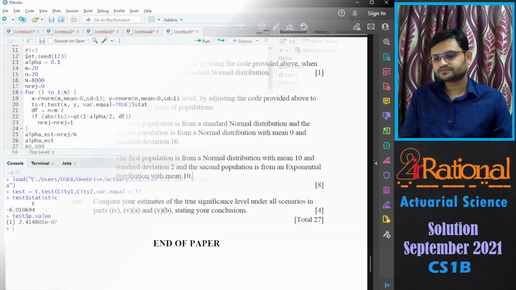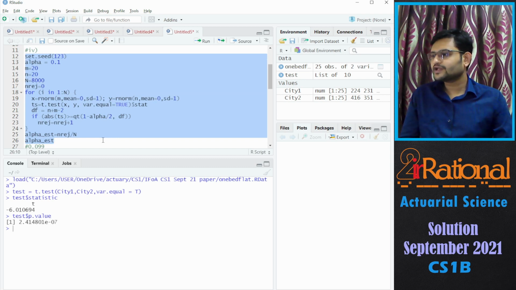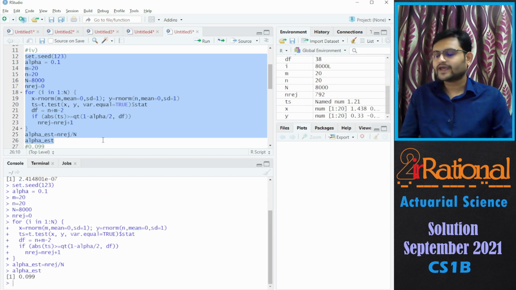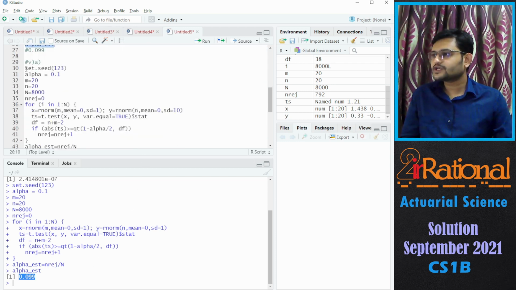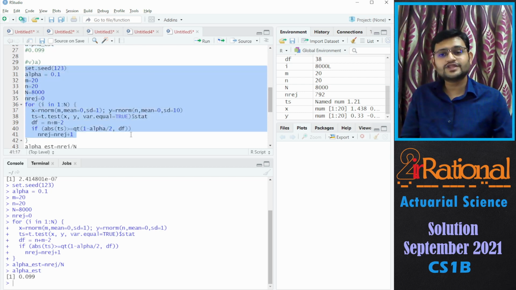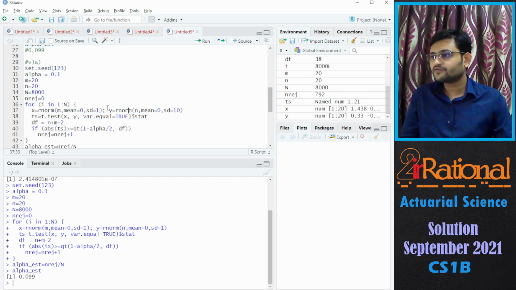So for part 4, we'll just run exactly the same code that they have given in the question. I've just copied and pasted it here and I've just run it and I'm getting my alpha being 0.099. Then for the next one, we'll do the same thing. We'll just run the code with set.seed as well. The only difference we'll do is change this part. Okay. So normal distribution, we are just changing the standard deviation from 1 to standard deviation of 10.